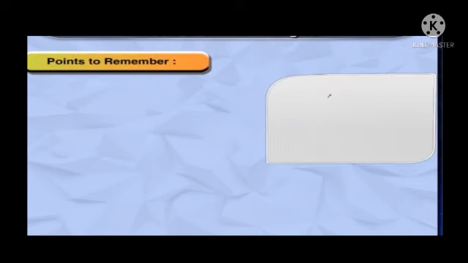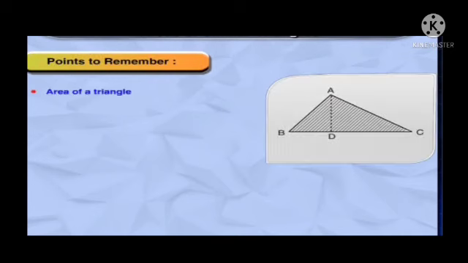Now points to remember. These are the important points. Let's take triangle.